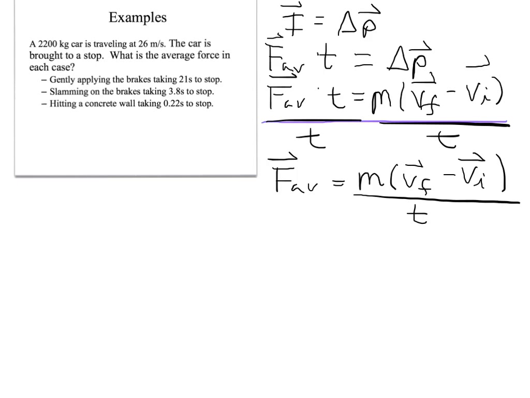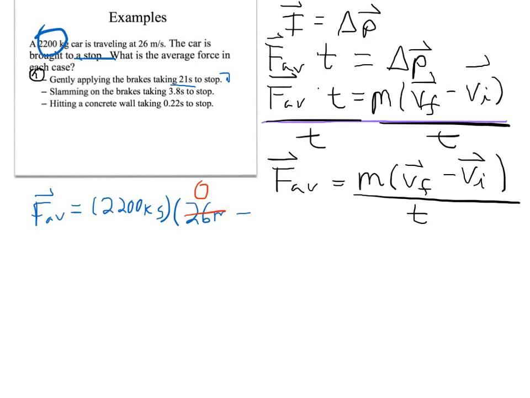All right, so let's number these, and I'll even color code. Situation 1 will be in blue. We gently apply the brakes, taking 21 seconds to stop, and we want the average force. So average force equals the mass, 2,200 kilograms, straight from the problem. My final velocity, if I'm coming to a stop, is 0, minus my initial velocity, 26 meters per second, and that happened in 21 seconds.